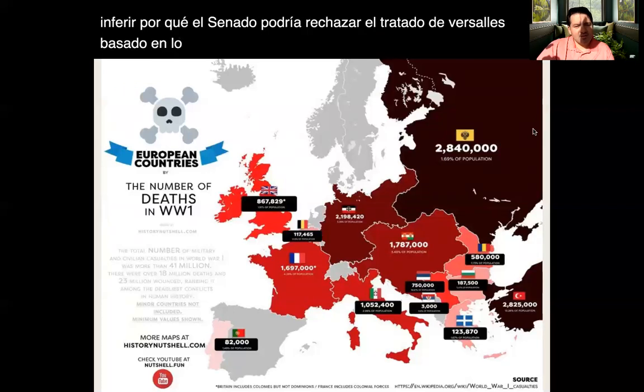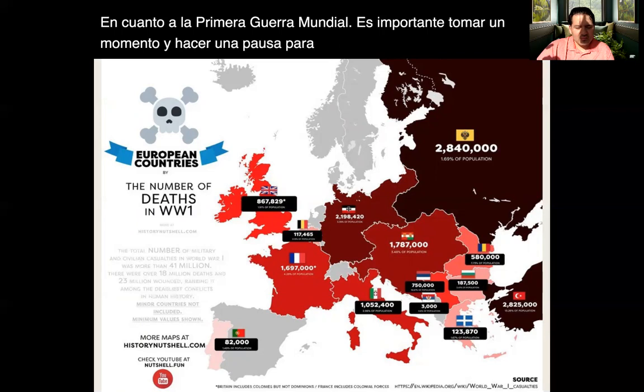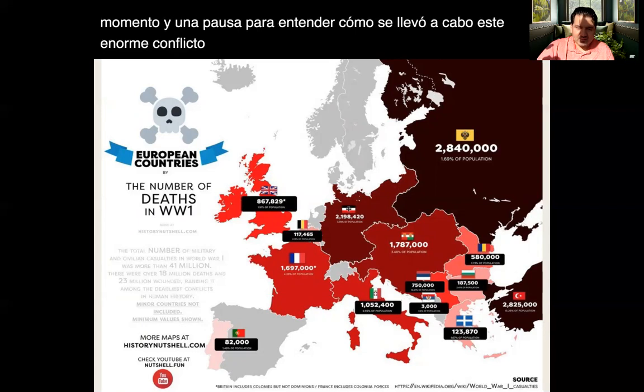Now, as we wrap our discussion regarding World War I, it's important to take a moment and pause to understand how this huge worldwide conflict took place and the human effect that it has. Take a look at some of the numbers on the map.